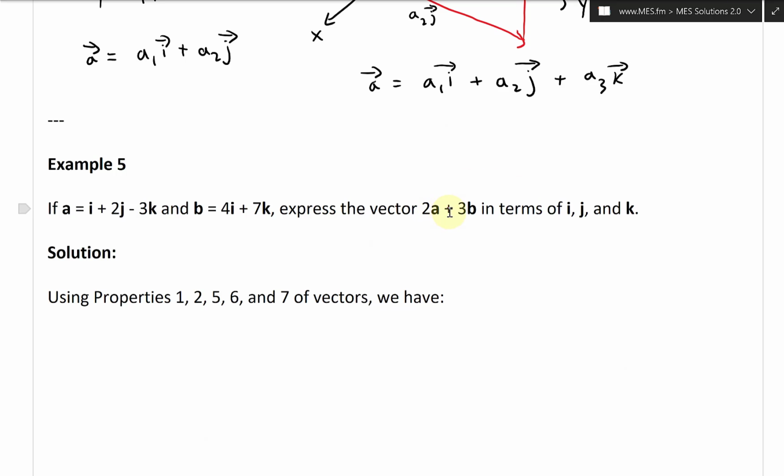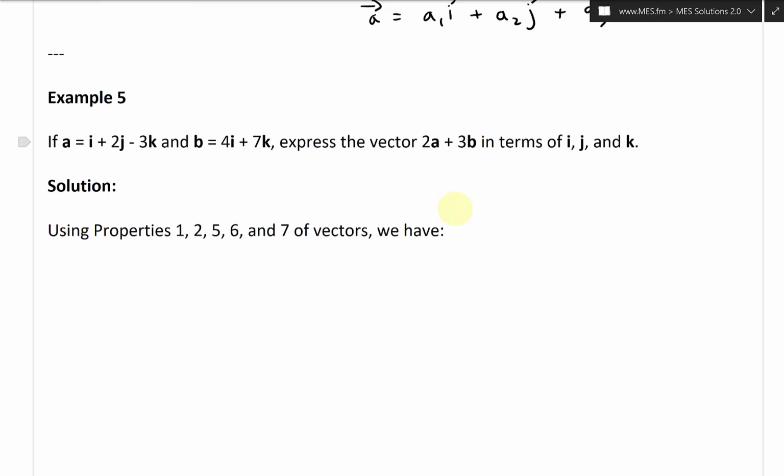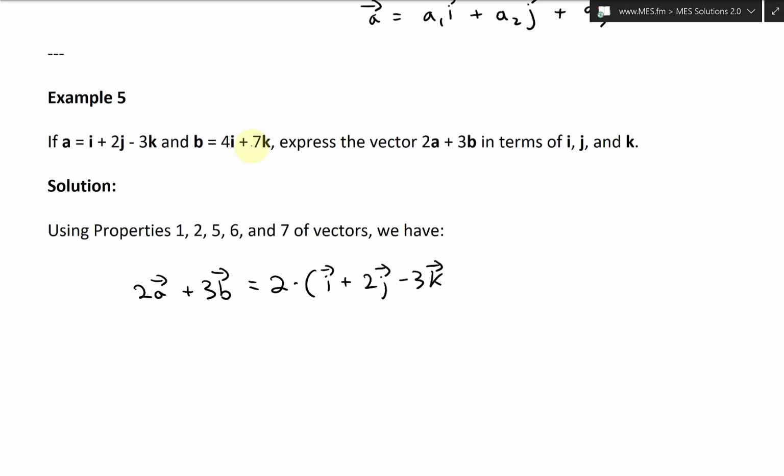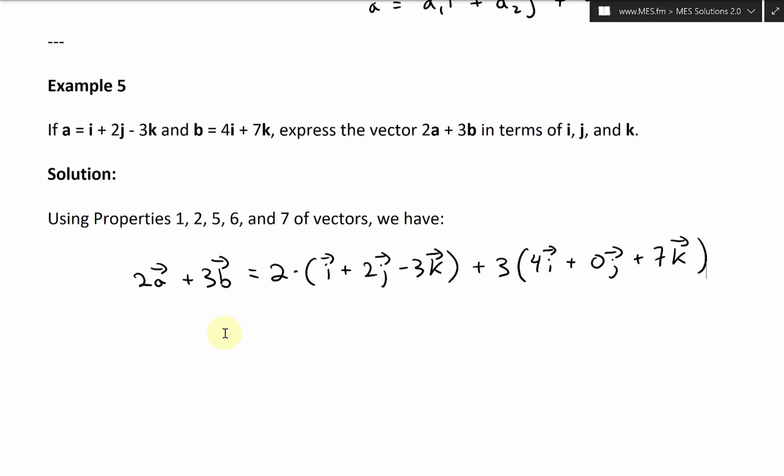So we want to get 2a plus 3b in terms of i, j, and k. Notice the b one has no j. In other words, that's just 0 times j. So 2a plus 3b equals 2, and now I'll write this whole thing out. We're going to multiply 2 times i plus 2j minus 3k, and then put this bracket, and I'm going to put plus 3 times the b vector. So 3 times 4i plus 0 times j, plus 7k, like that. I just put that there for completeness. You can ignore it or not, it doesn't matter. I just want to put that there for reference.